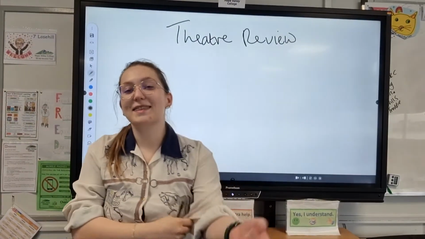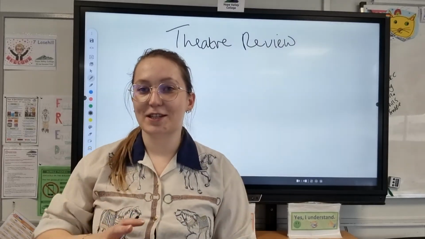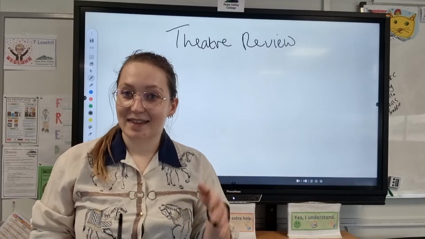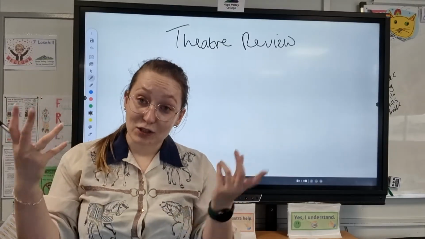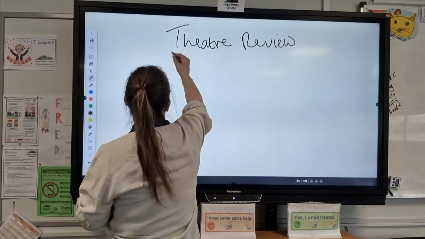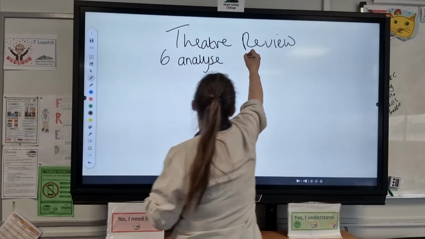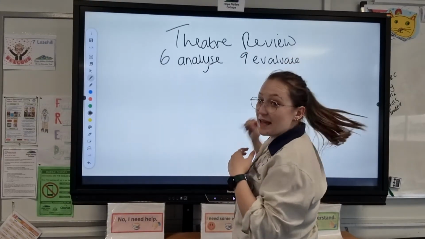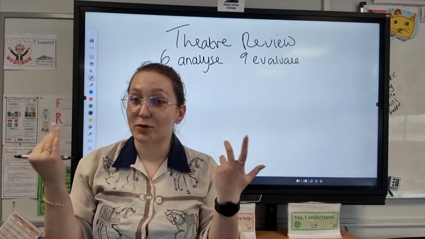Hi everyone, so in this video I'm going to be talking through section B of the GCSE Drama exam, component 3, which is the theatre review. One thing I do want to acknowledge is that there are two questions within the theatre review section. One of them is a 6 marker, which is analyse, and one of them is the 9 marker, which is evaluate.